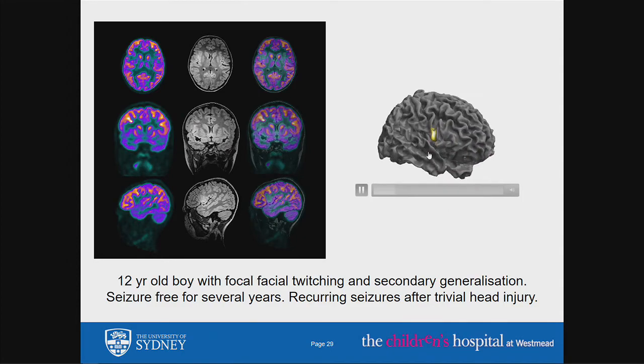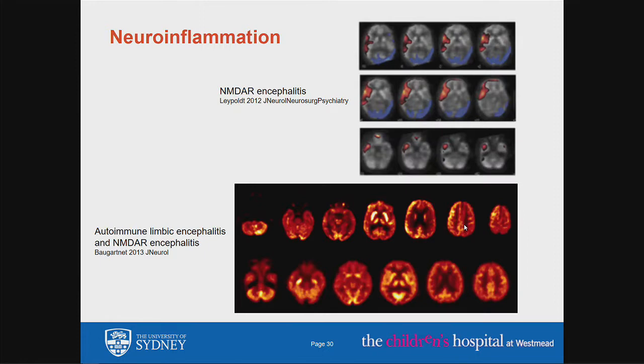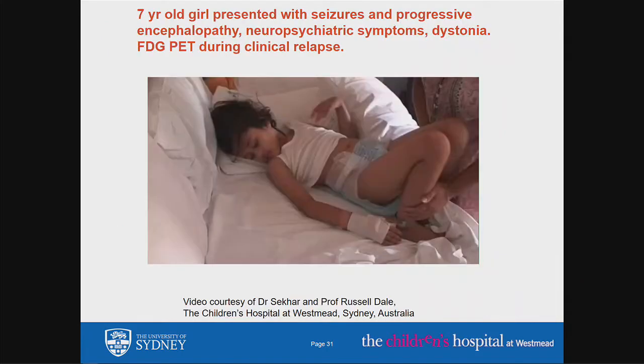Hopefully you can see that image rendered on a 3D scale. Neuroinflammation. Various types of autoimmune encephalopathies in adults have been shown on FDG PET, with various regions of both reduced and increased uptake.